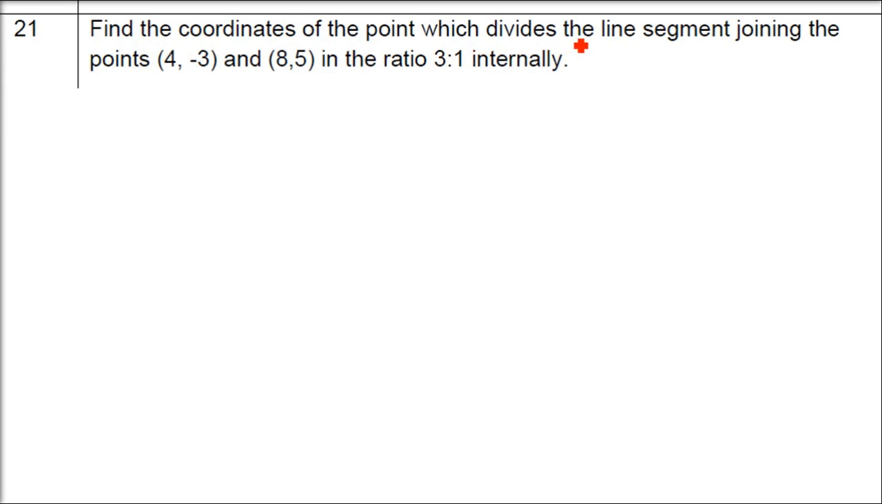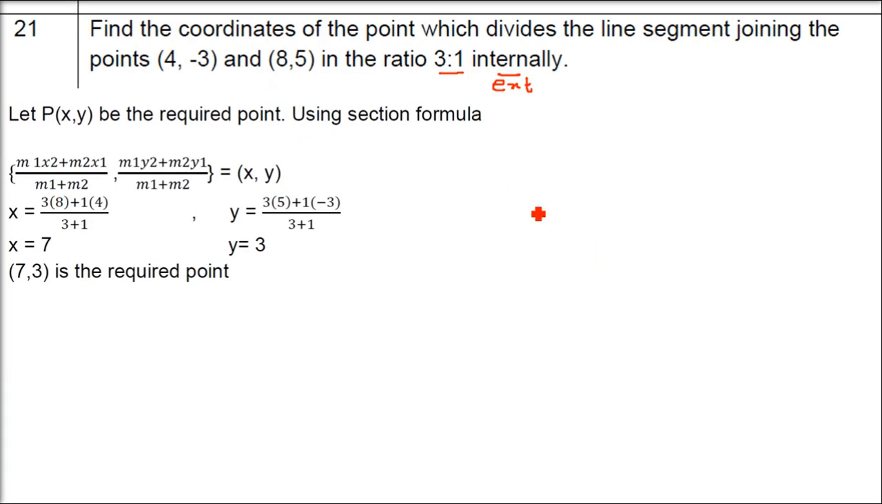Find the coordinates of the point which divides the line segment joining these two points in this ratio internally. Now this point can be changed or this number can be changed. The points can be changed. So it can be internally also, externally also. So you have to be prepared for all these, right? This is the sample paper, so this kind of questions or related questions will come.